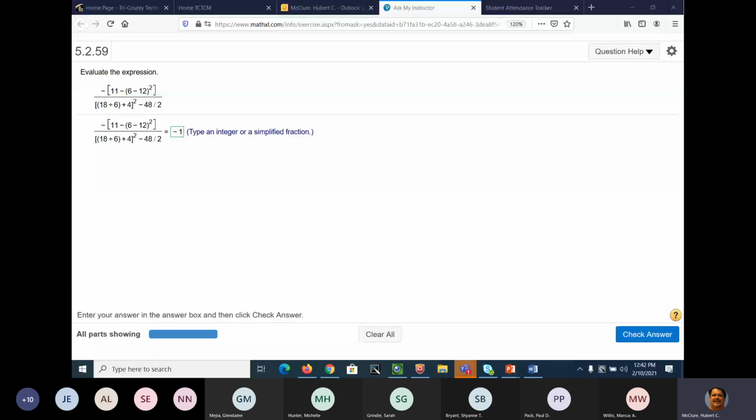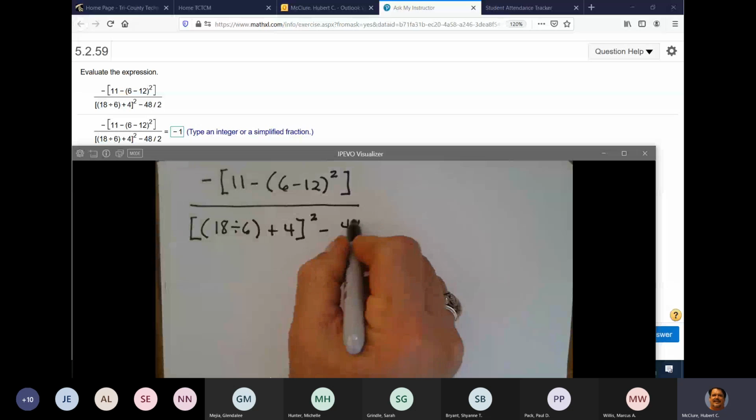Go ahead and write that question down. This is a test question. Now, negative bracket 11 minus parentheses 6 minus 12 squared, close brackets, all over brackets, parentheses 18 divided by 6 plus 4, close brackets, squared, minus 48 divided by 2.